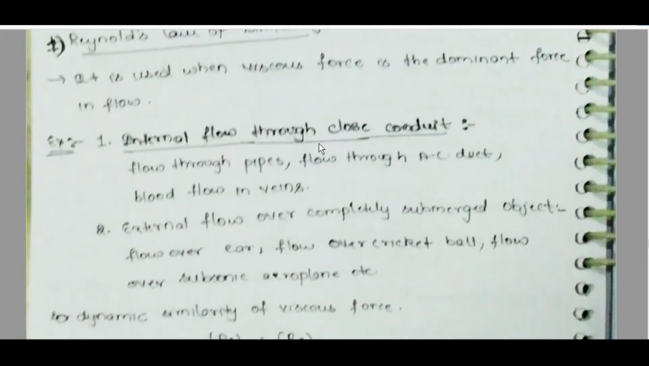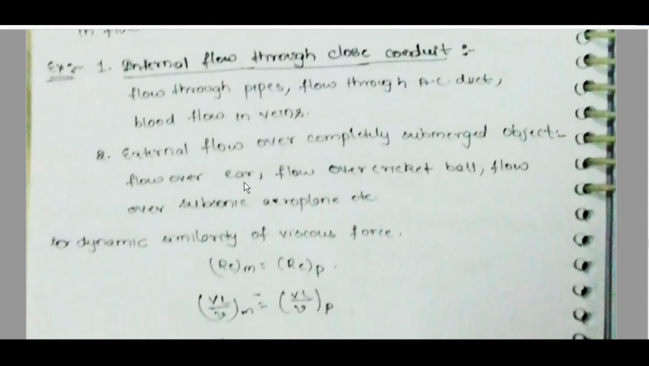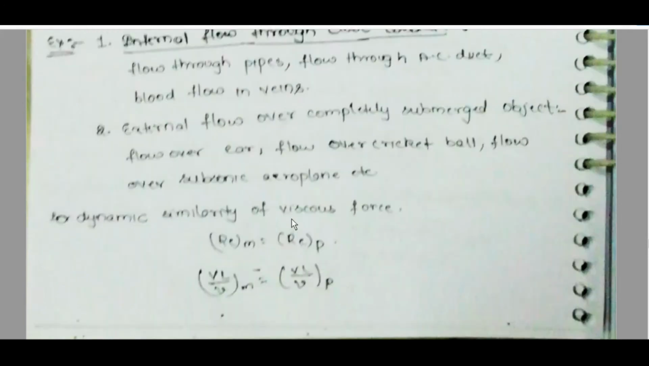Example: internal flow through a closed duct, flow through pipe, flow through AC duct, blood flow in veins. External flow over a completely submerged object, flow over car, flow over a cricket ball, flow over subsonic aeroplane, etc.